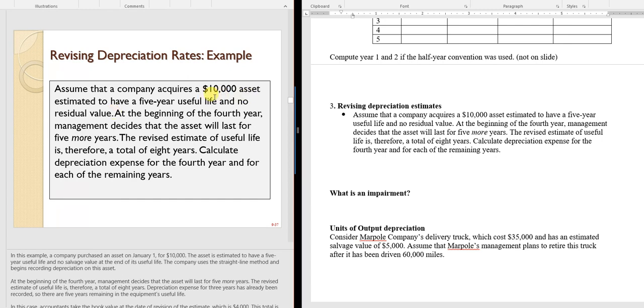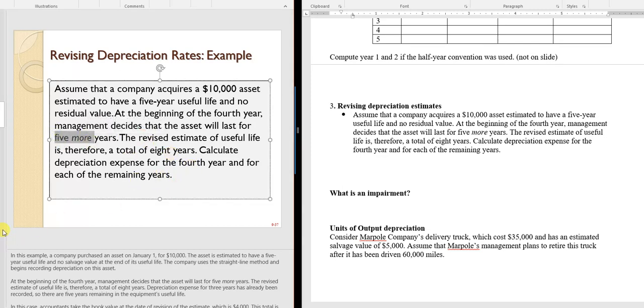So assume a company acquires a $10,000 asset estimated to have a useful life and no residual value. At the beginning of the fourth year, they're going to estimate that it's going to last for 5 more years. So make sure you read these carefully, because we need to know how many more years it's going to last. Notice it's the beginning of the fourth year, so 3 are gone. It could have said the asset was going to last 8 years instead of 5 years, etc. The revised estimate is a total of 8 years. Honestly, what we're concerned about is 5 more.